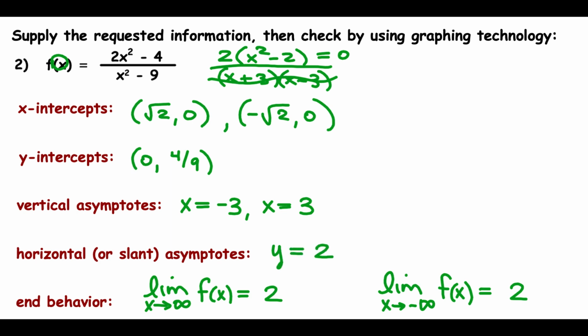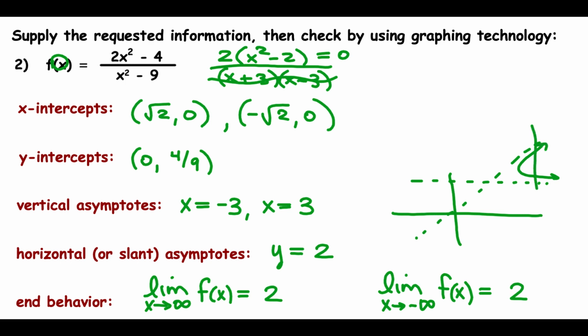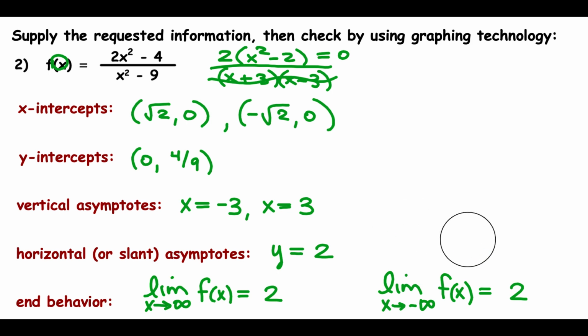On this particular problem, there was no slant asymptote, just a horizontal. You can't have both a horizontal and a slant at the same time. If it was possible, let's say this is a horizontal asymptote here, and you have a slant asymptote here. If you approached both of those, your graph would look like this and it would violate the vertical line test. So it's going to be one or the other.